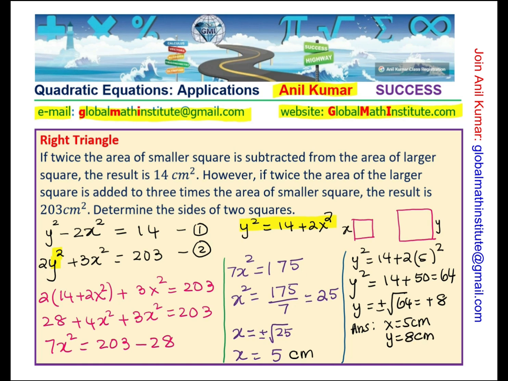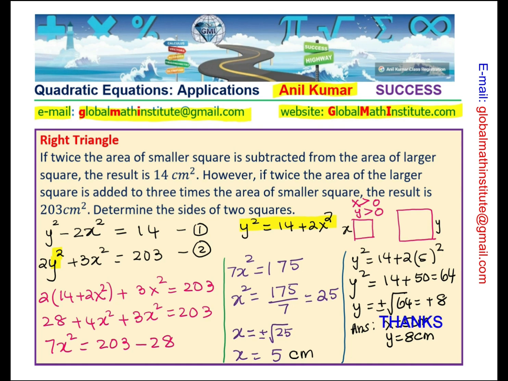Makes sense, right? So see, in any quadratic equation, there is a possibility of getting extraneous roots, the negative values. Whenever we're talking about sides, we know both x and y should be greater than 0. Y is also greater than 0. So negative values are extraneous roots. So I hope that helps.